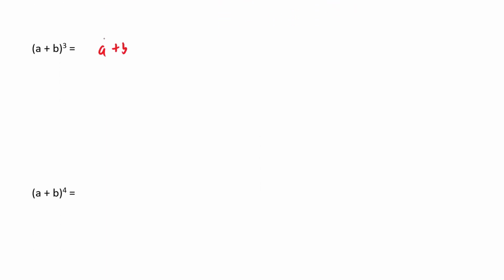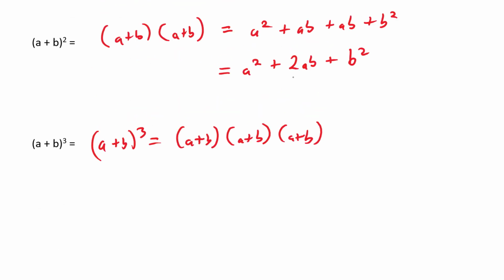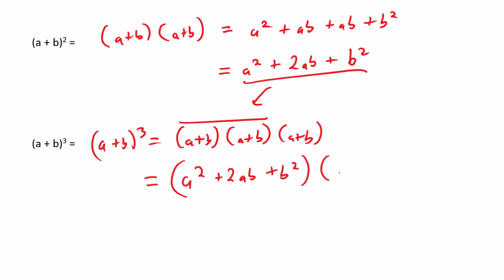A plus b cubed. This is a plus b times a plus b times a plus b. Now up above, we already did this. This whole thing is this. So we can kind of cheat here, and we can just copy that down. And then we multiply that times a plus b. Doesn't matter the order you do it in. I'm going to work in reverse here.